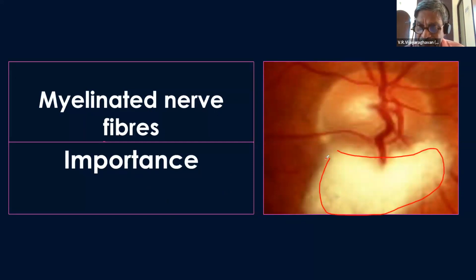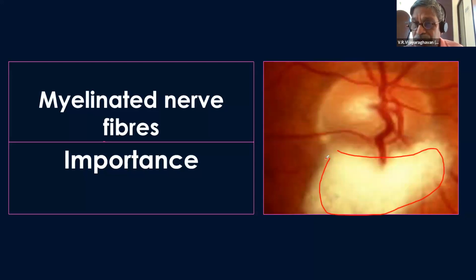Please remember, this is not going to produce much problem for the patient except for some field defects. The vision may not be affected because it's around the disc only. But he can develop some field defects like enlargement of the blind spot. The blind spot size increases, that's all.